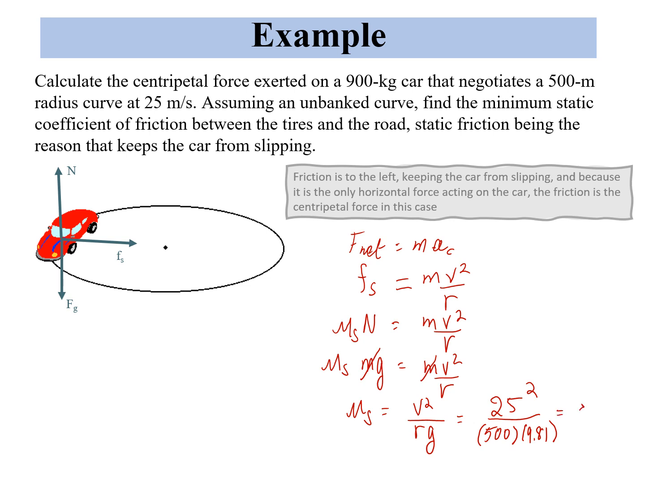This coefficient is 0.127. Coefficient of friction doesn't have any units. One thing you should note is that this coefficient of static friction does not depend on the mass of the object. As you see, the mass is canceled out. It only depends on how fast the object is moving and the radius of curvature.